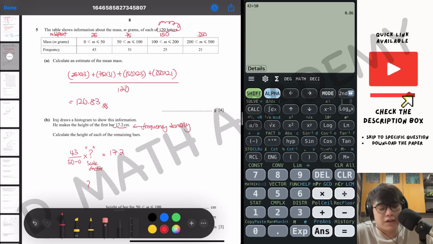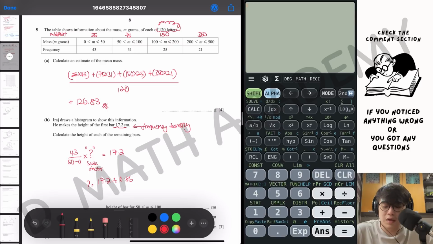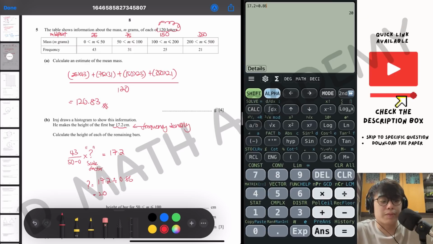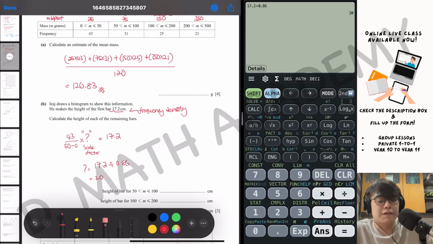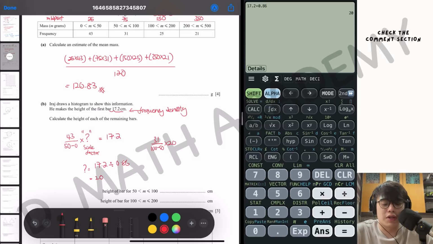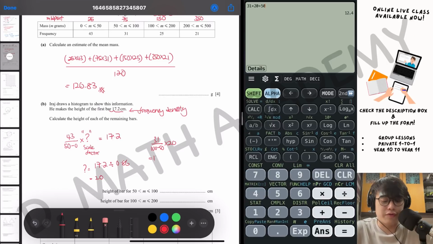So to identify the scale factor, you have to take 17.2 divided by your 0.86. Okay, you will get your scale factor here as 20, which means for the rest of the groups, you have to multiply 20 in your calculation. So for the next one, between 50 to 100, you have to take 31 over 100 minus 50, and remember to multiply 20 into it. Okay, so you get 12.4 centimeters.